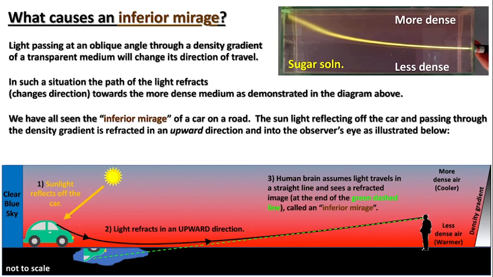What causes an inferior mirage? Light passing at an oblique angle through a density gradient of a transparent medium will change its direction of travel. In such a situation, the path of light refracts, or changes direction, towards the more dense medium as demonstrated in the diagram above. We have all seen the inferior mirage of a car on the road. The sunlight reflecting off the car and passing through the density gradient is refracted in an upward direction and into the observer's eye as illustrated below.